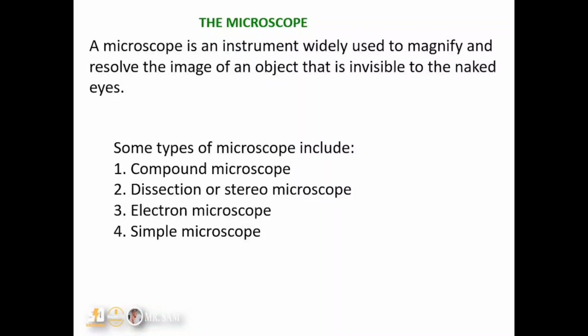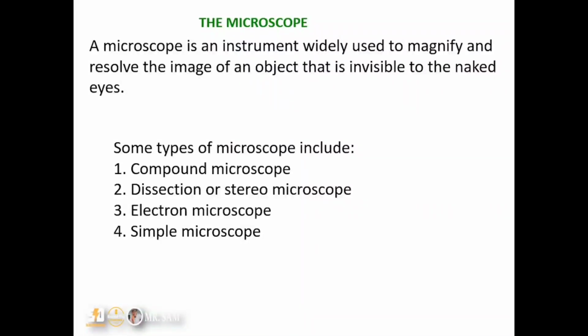Today we'll be treating the microscope. Remember, I mentioned in passing in my very first video in this series that we have a branch of biology called microbiology. It simply means the study of living things that we cannot see with our naked eyes, but we can actually see with the aid of a microscope. Today we are looking at the microscope, the instrument, the equipment itself.